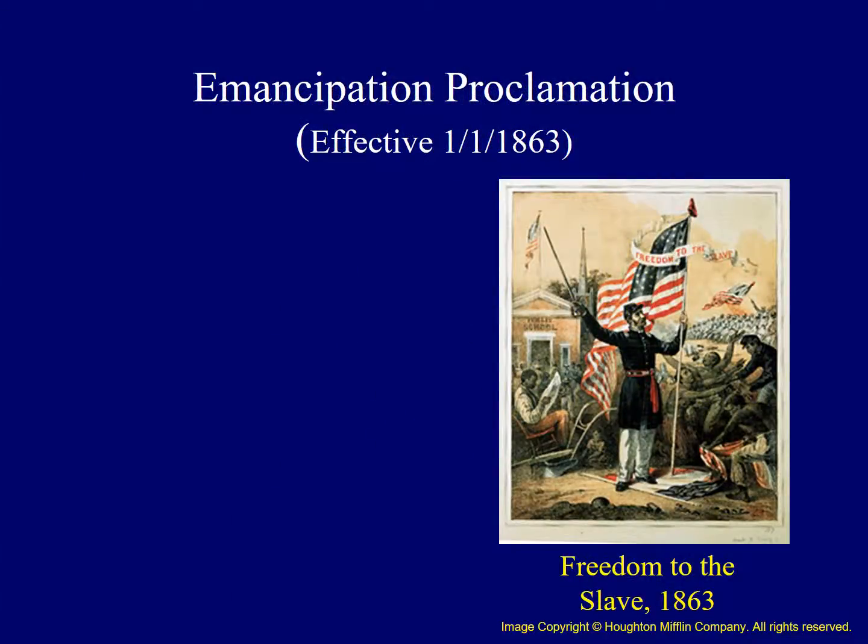Five days after the Battle of Antietam, Lincoln issued the preliminary Emancipation Proclamation. This declared that slaves living in states in rebellion against the Union were free. It did not free slaves in states which remained loyal to the Union. The proclamation would go into effect January 1st, 1863.